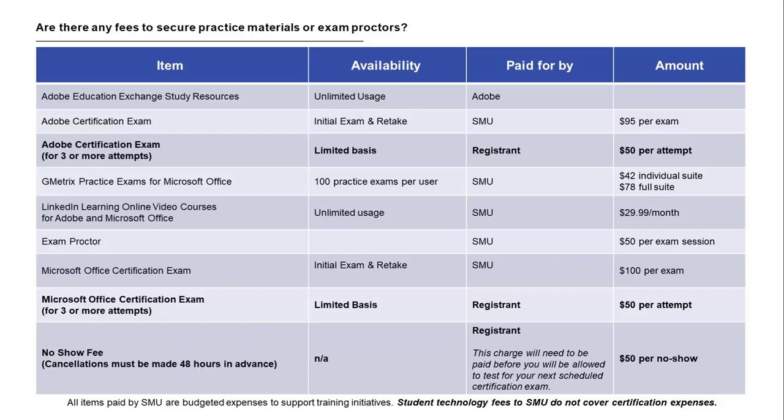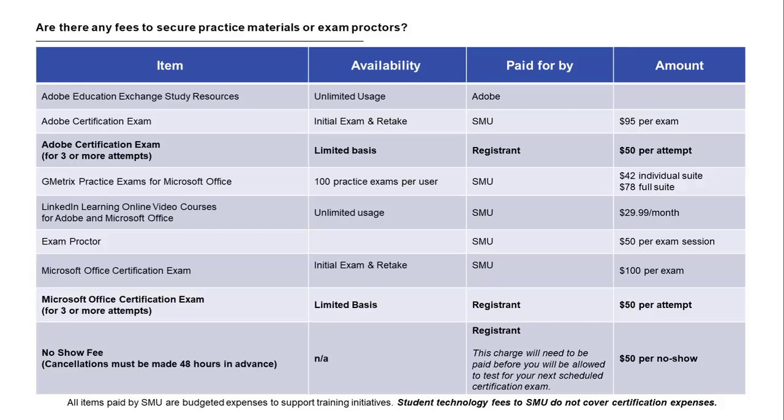OIT has made an initial purchase of Gmetrics practice exams for Microsoft Office and has provided you access to Adobe Education Exchange and LinkedIn Learning materials. For Office exams, we recommend that you score an 800 or higher in one or more of the practice exams to ensure you are ready to test. Please keep in mind that testing in one practice exam alone may not fully prepare you for all of the exam objectives.